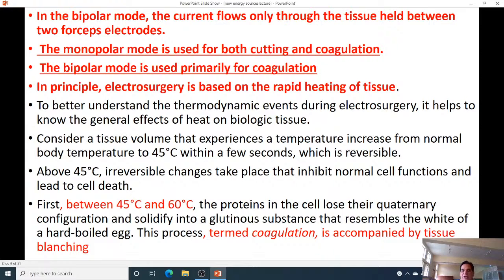So in principle, what is electrosurgery? It is based on the principle of rapid heating of the tissue. What do we mean by this heating? This is simple electricity. Everybody must be knowing.